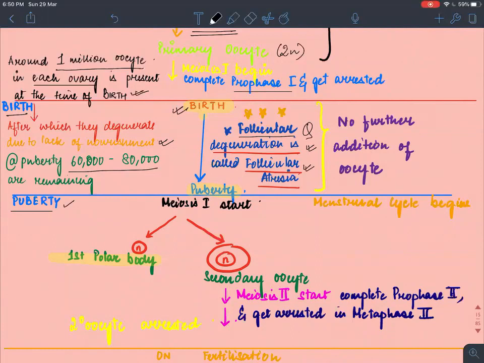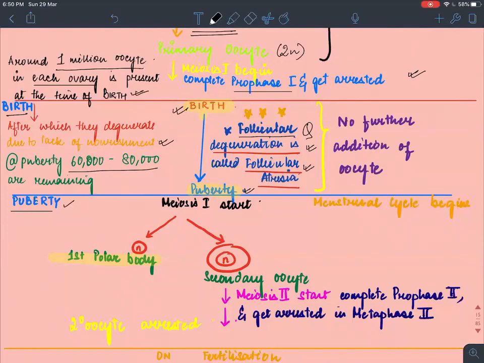Now, one thing to be noted, after birth, there is no addition of follicles inside the ovary. Whatever follicles have to be present are present before birth itself. And they have also entered the meiosis process before birth and got arrested at prophase 1. This is something to be understood. After birth, it remains arrested. It will not divide further, and it will just continue like that till the time of puberty.